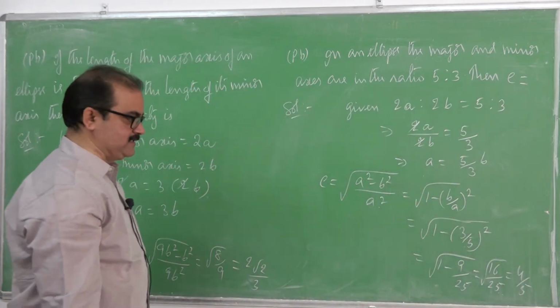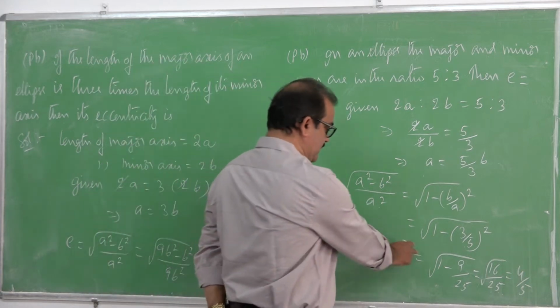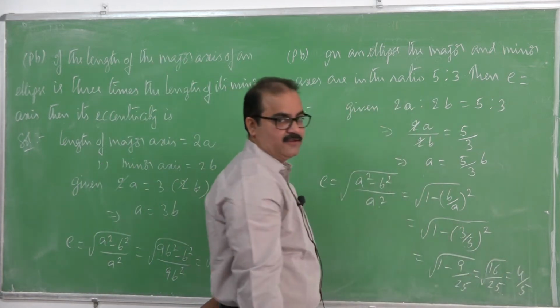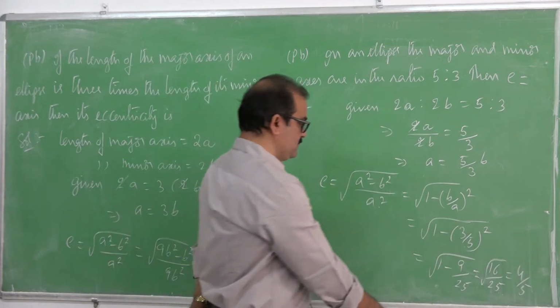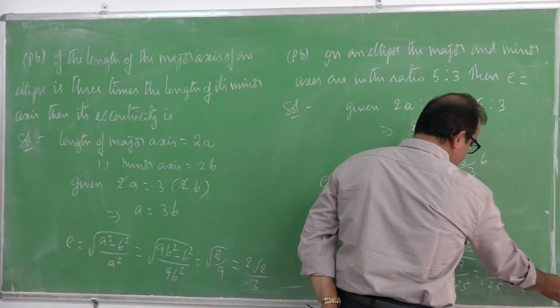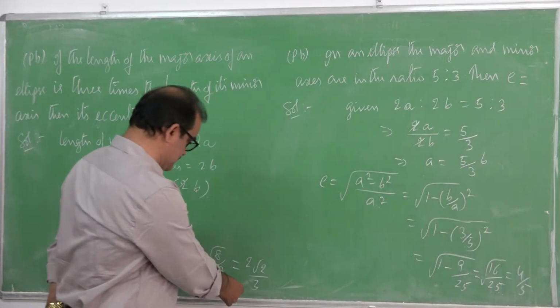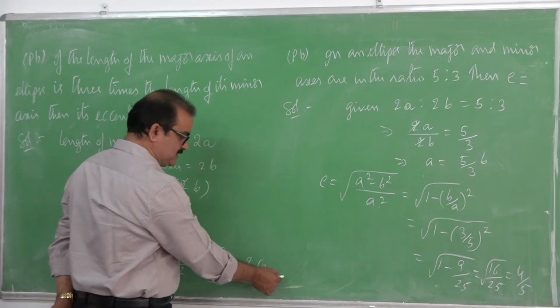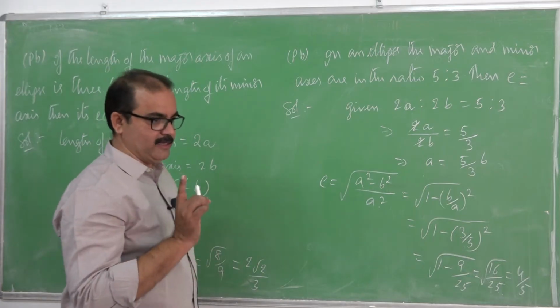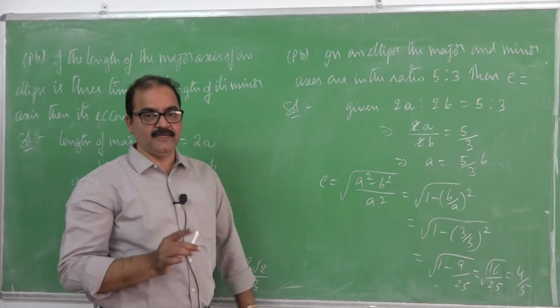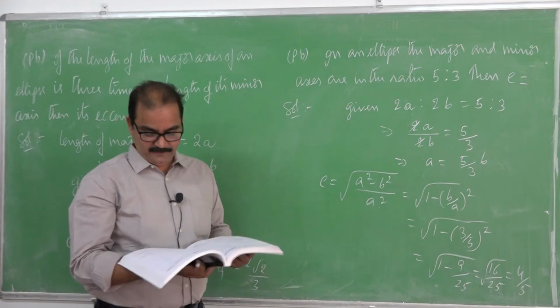You always observe that eccentricity value is always less than 1 for an ellipse. 4 by 5, that is less than 1. Here also eccentricity 2 root 2 by 3, this is less than 1. In an ellipse, eccentricity is always less than 1.